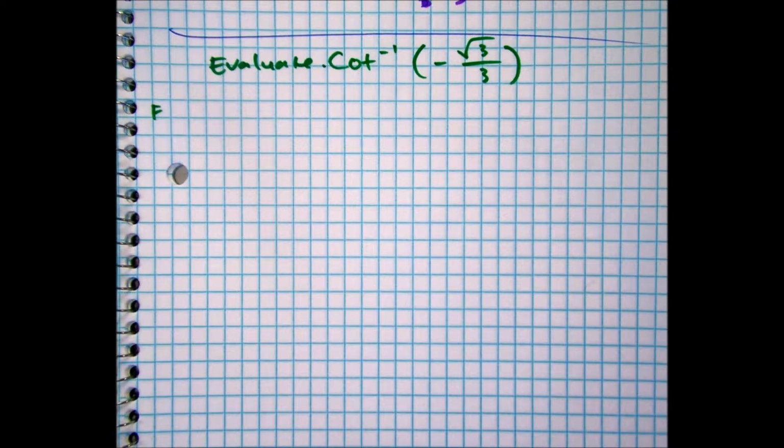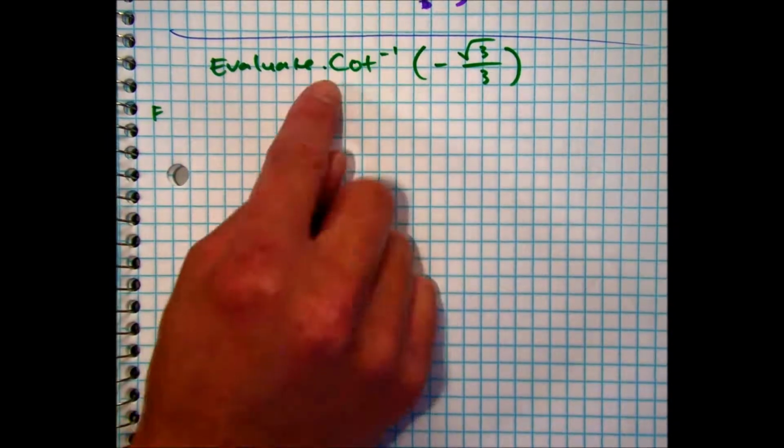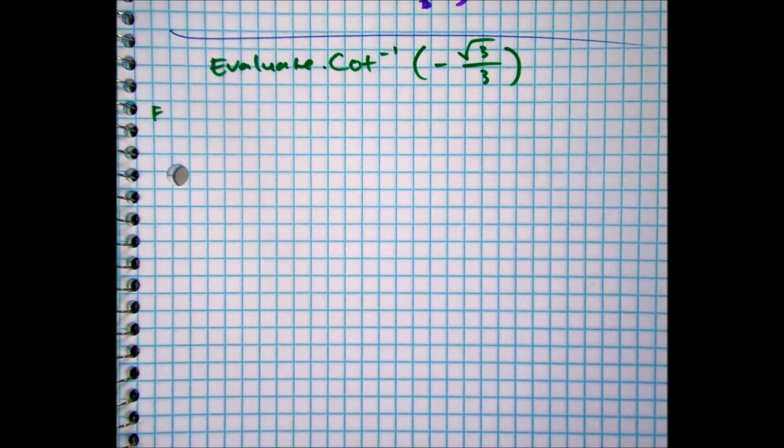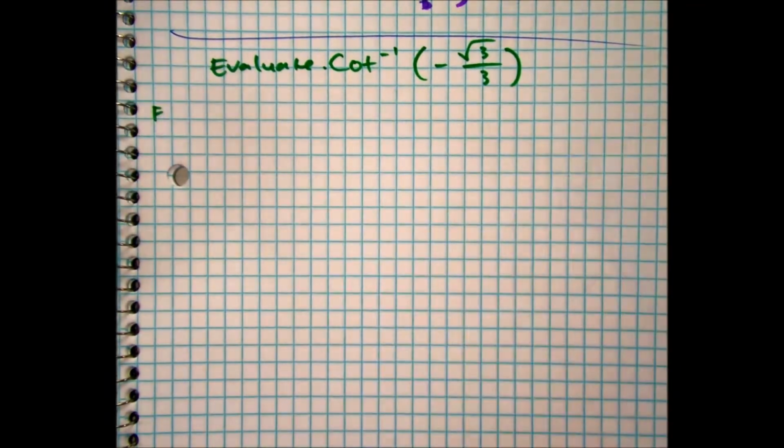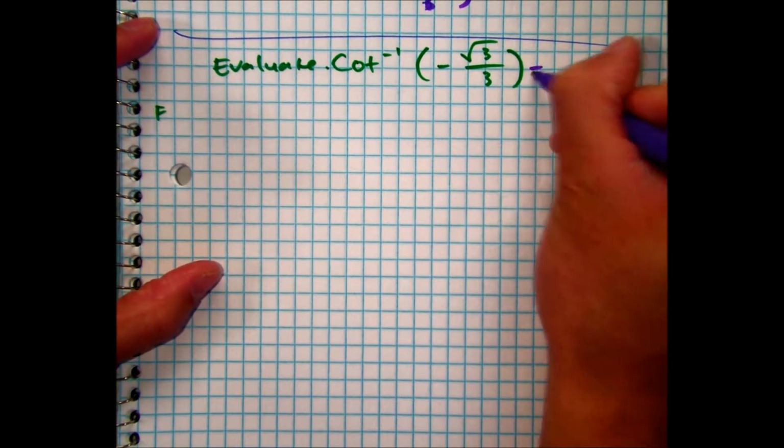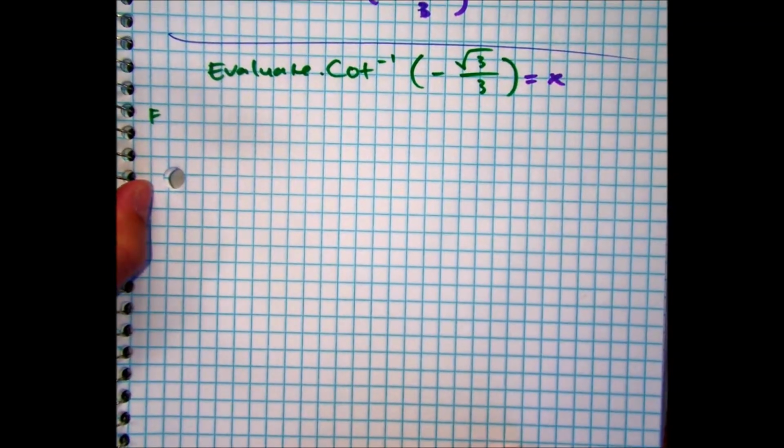Alright, let's take a look at this problem here. They're asking us to evaluate the inverse of cotangent of negative radical 3 over 3. A couple of things that we can do here. The first thing is, it's an expression, and it helps me to put this equal to an equation. So you can just pick your favorite variable. My favorite one is x.